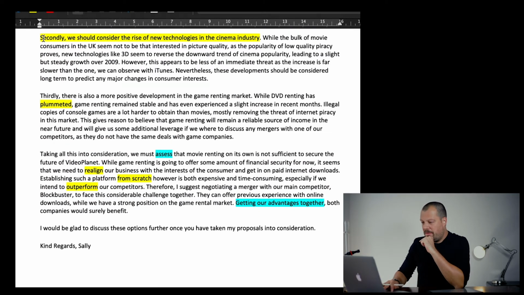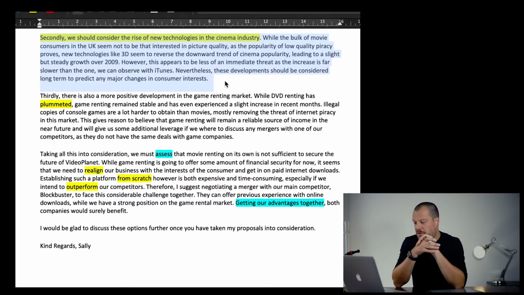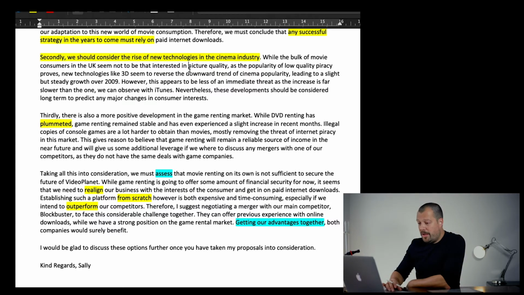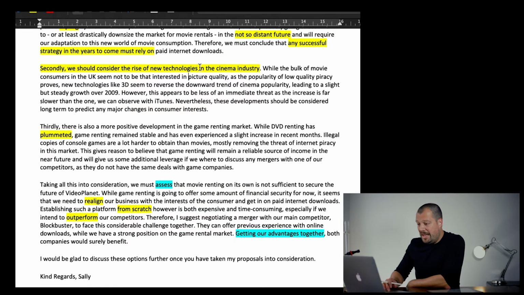Okay, let's look at the rest of Timon's email now. We have in this paragraph here more good stuff. Good use of the connectives, secondly, and also a good use of what we might call a topic sentence here to introduce the paragraph. So we know here that we're going to talk about the rise of new technologies in the cinema industry. And then we go into it in the bulk of the paragraph. Then we get to the end. It says, nevertheless, these developments, and then these developments refers back to the rise of new technologies. So you have the first sentence and the final sentence of the paragraph about the same thing. And within the paragraph, we get into more detail in the analysis.